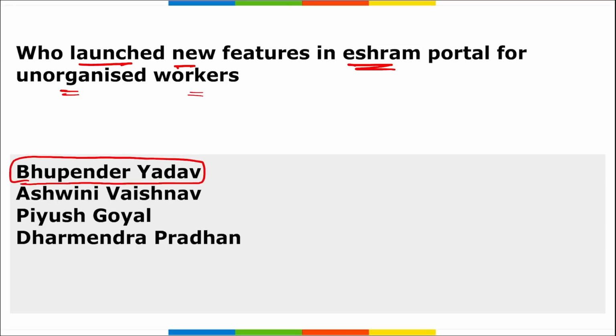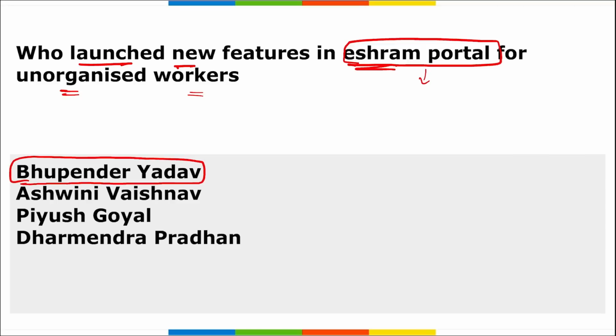Correct? Our Union Minister for Labour, Employment and Environment, Forest and Climate Change, Bhupendra Yadav, launched new features in the Ishram portal. These new features were launched to improve the utility of the portal and facilitate the ease of registration for the unorganized workers. Now the question can also be asked in a different way: the Ishram portal is basically for whom? It is for unorganized workers. The new version also has a data sharing portal and data analytics portal.